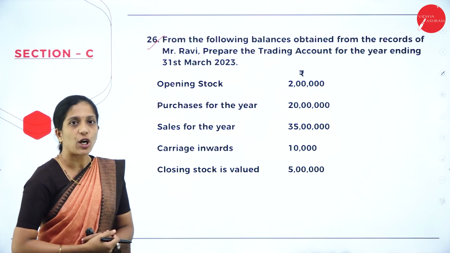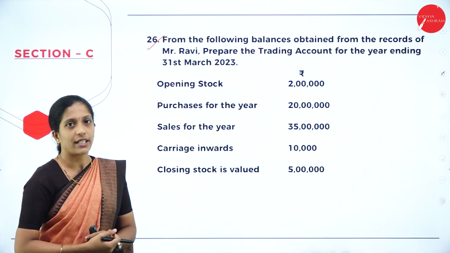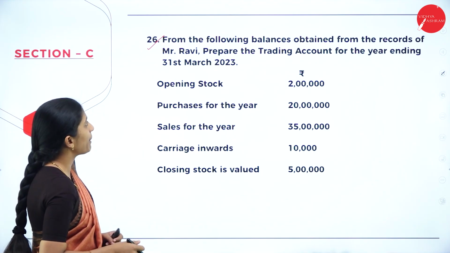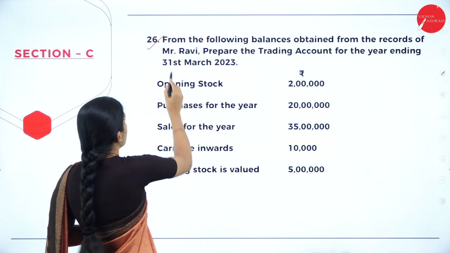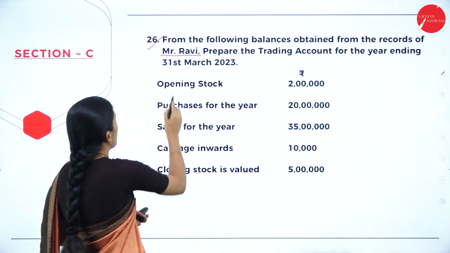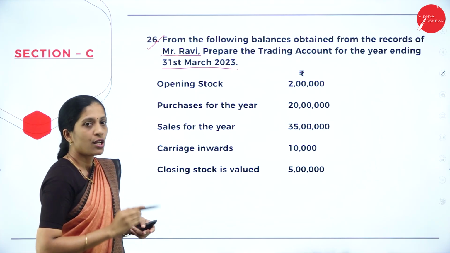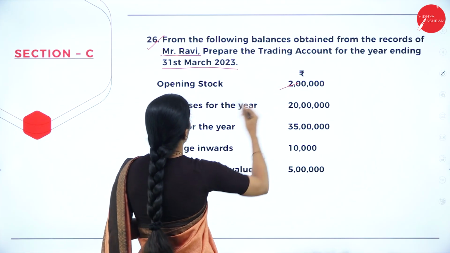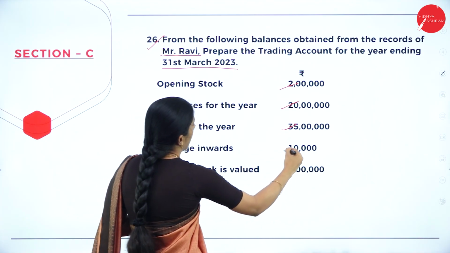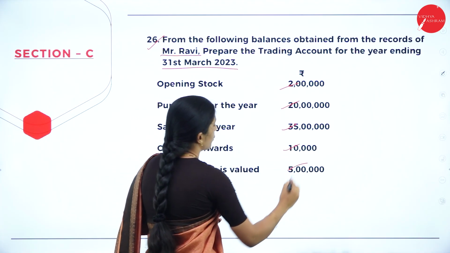So they have asked a problem where we have to prepare the trading account and find out the gross profit. Okay, so from the following balances obtained from the records of Mr. Ravi, prepare the trading account for the year ending 31st March 2023. So they have given opening stock 2 lakh, purchases 20 lakh, sales 35 lakh, carriage inwards 10,000, closing stock.